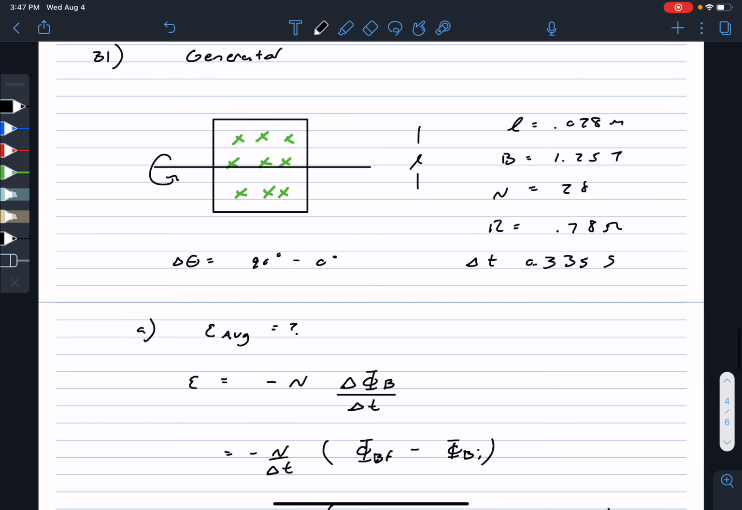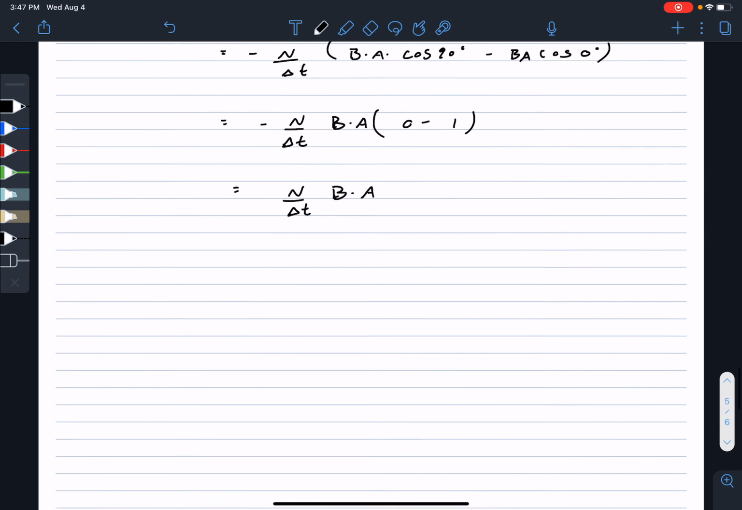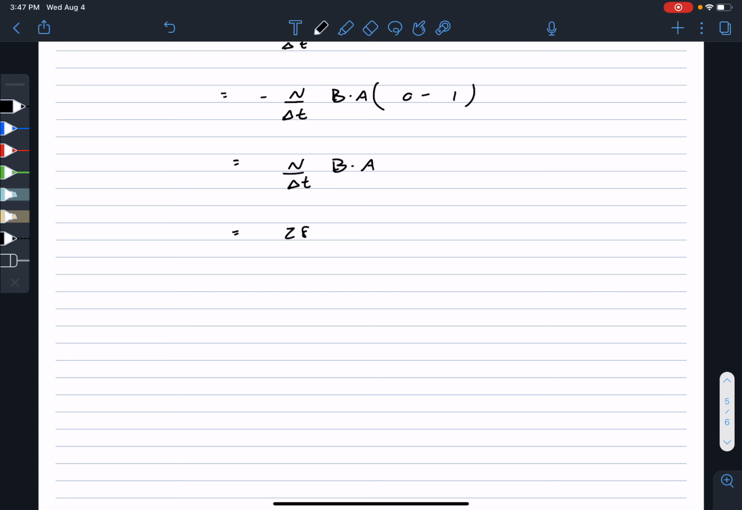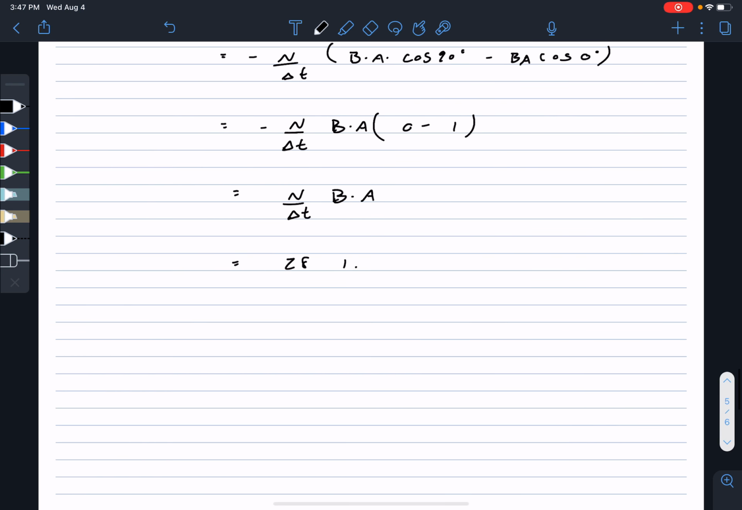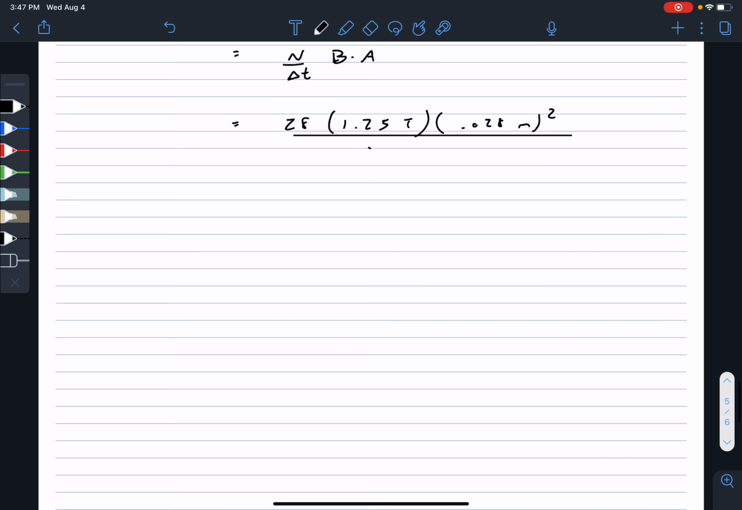All right, so remember this is a square loop and the side is 0.028 meters. The number of turns is 28, so now we have 28 times the B field was 1.25, and then we had 0.028 meters all squared. That's going to be over the time change was 0.335 seconds. Okay, so we plug that in, and then we end up with a value of about 8.19 millivolts.